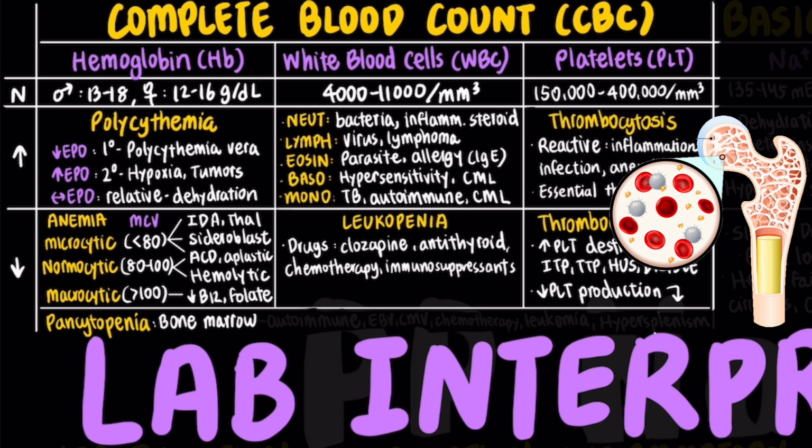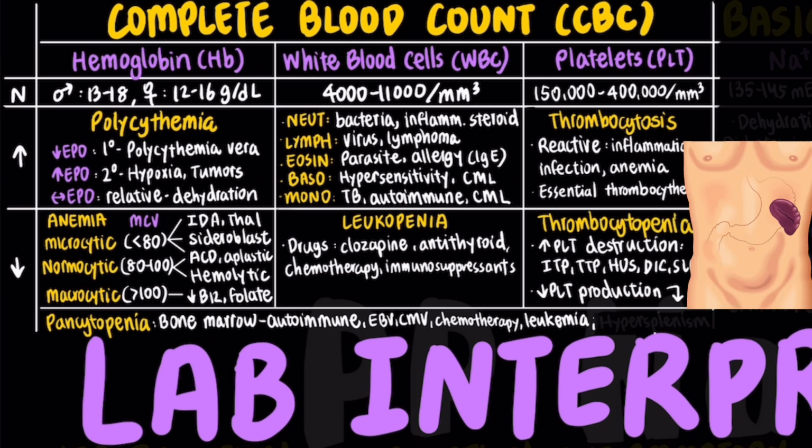Bone marrow problems can be caused by autoimmune diseases, viral infections like EBV or CMV, chemotherapy, or leukemia. Pancytopenia can also occur in hypersplenism, in which the spleen becomes enlarged and starts sequestering blood cells, basically trapping them instead of letting them circulate.